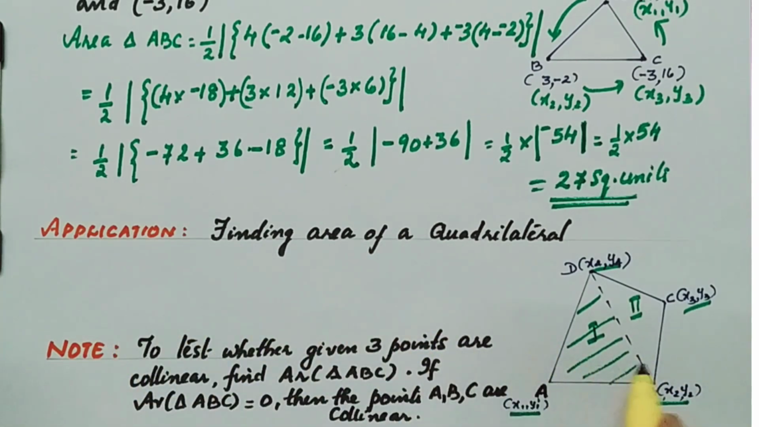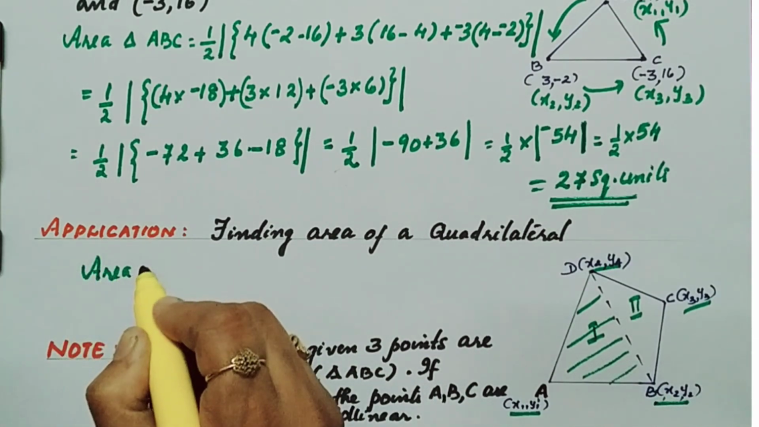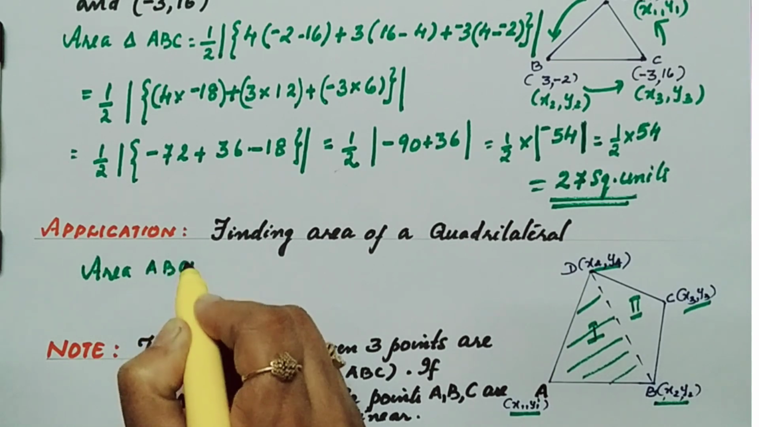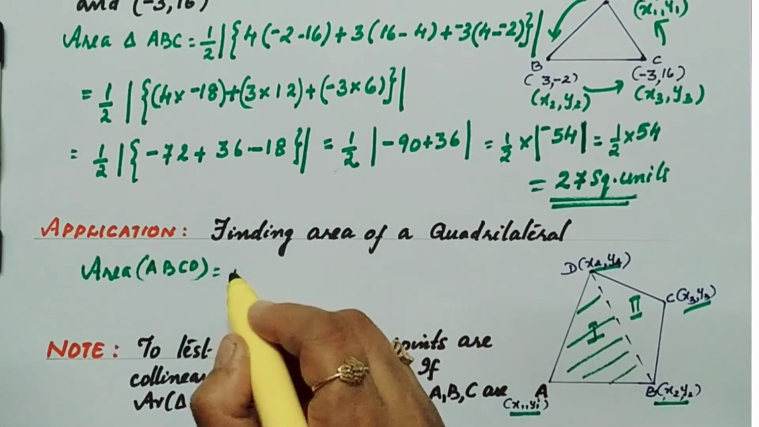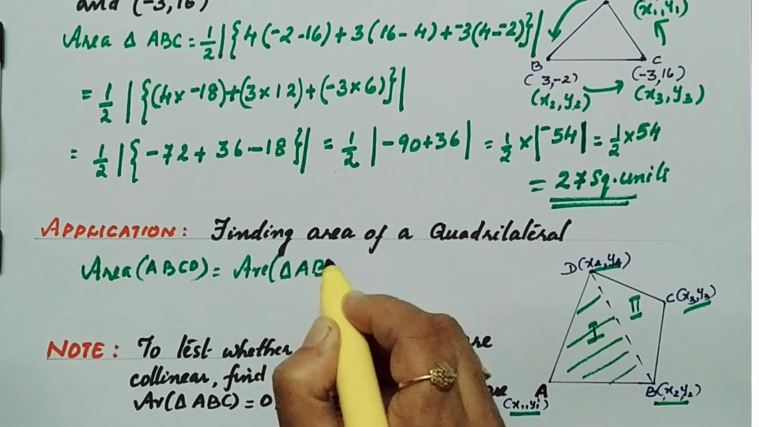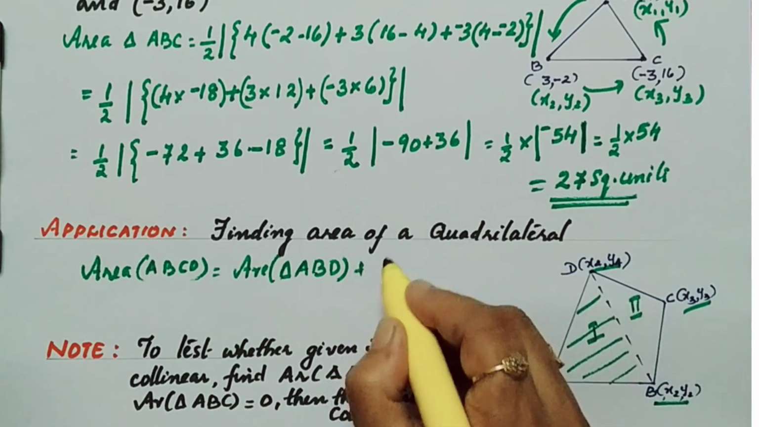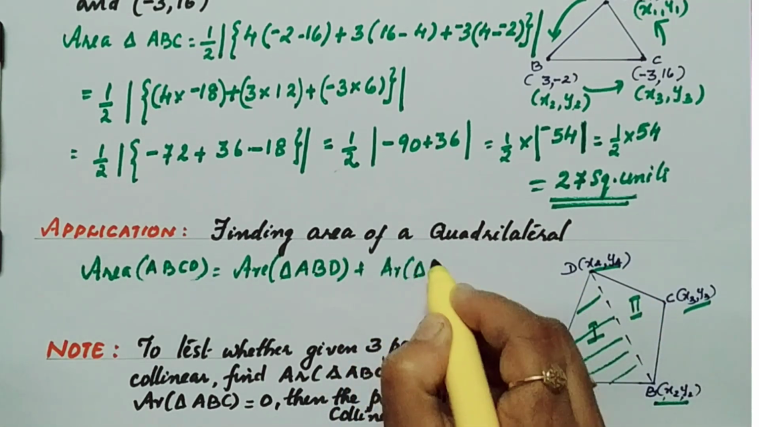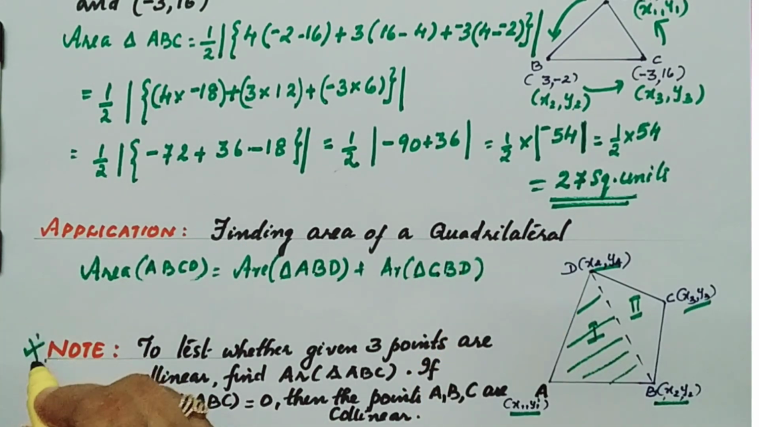So the application is finding the area of a quadrilateral, in which area of quadrilateral ABCD equals area of triangle ABD plus area of triangle CBD. A very important note.